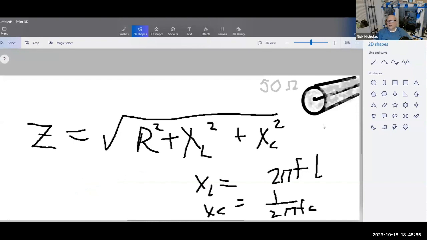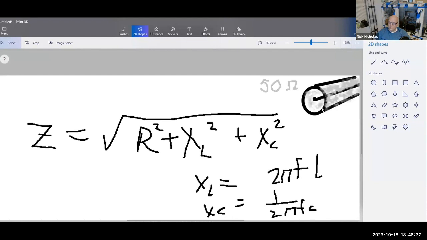Obviously, as the frequency changes, you would think the X sub C and X sub L change. Well, they do. But by design, when one goes up, the other goes down. Remember, one is a 1/over formula and this one is a straightforward formula. So when one rises, the other falls, and they stay the same ratio. So for coax, the length of coax does not change its impedance.